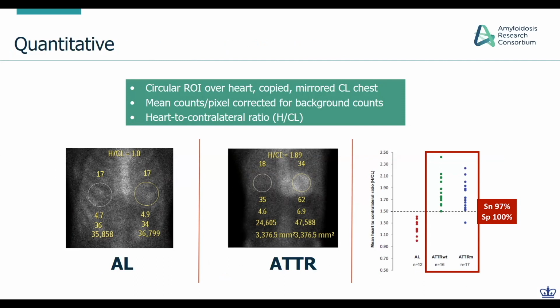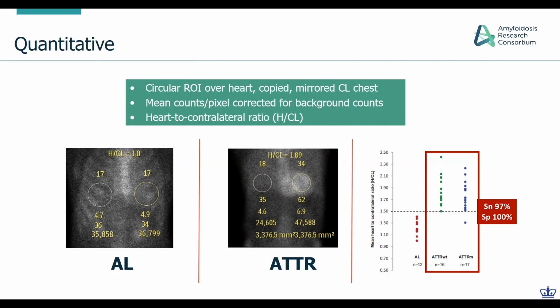So first we look at if it's diffuse or not. Second, we look at visual score. Then we look at some quantitative score with the heart to contralateral ratio. So we draw our ROI over the left myocardium, over the LV, and then mirror image copy it on the contralateral side, and look at the mean counts per pixel for the heart, and then on the contralateral side, and get a ratio. A ratio of 1.5 or greater suggests TTR cardiac amyloidosis.